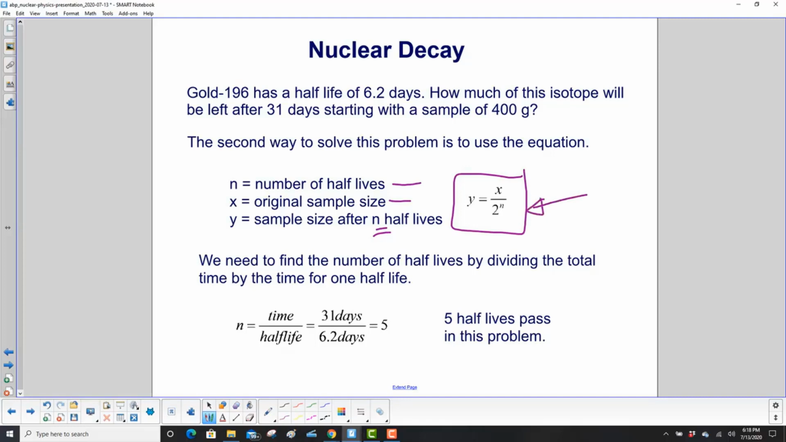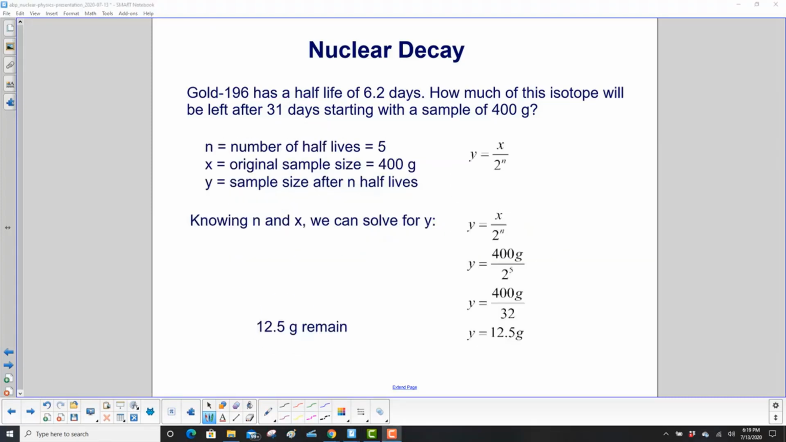Algebra always works. So in this case, we have to find the number of half-lives, so we divide the total amount of time that we want to elapse, and that's 31 days, by the half-life. So in this case, 31 days, 6.2 days, we have 5 half-lives. So that's pretty cool. Here's our equation. Y is x over 2 to the n. We know that x, our original, is 400 grams. We have 2 raised to the power of 5 because we have 5 half-lives.